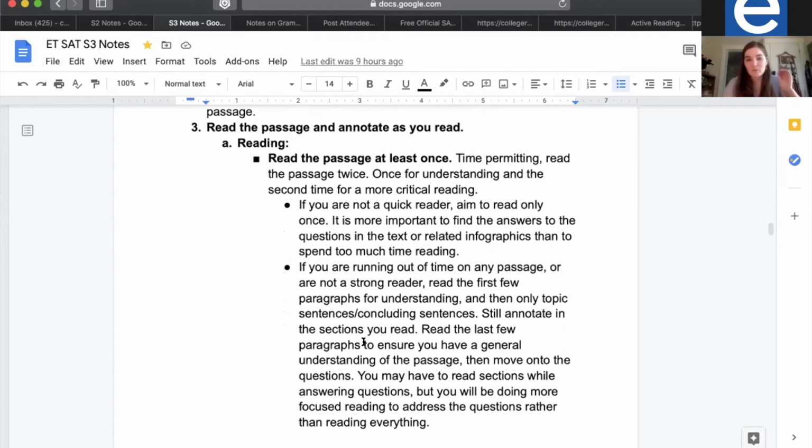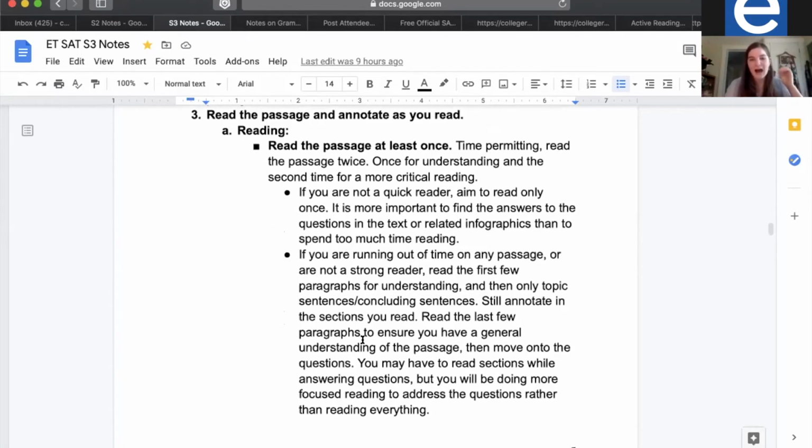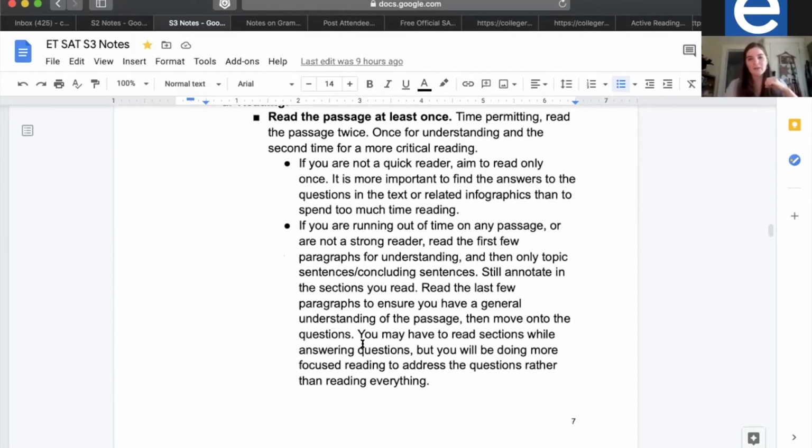Okay, so for reading, you need to read the passage at least once. So, time permitting, and especially if you're a pretty quick reader, you want to read the passage twice. The first time is ideally for understanding, and the second time is for a more critical reading. You don't really have the luxury of doing a very close reading of the text, as some of the other reading strategies might recommend when approaching a reading test.